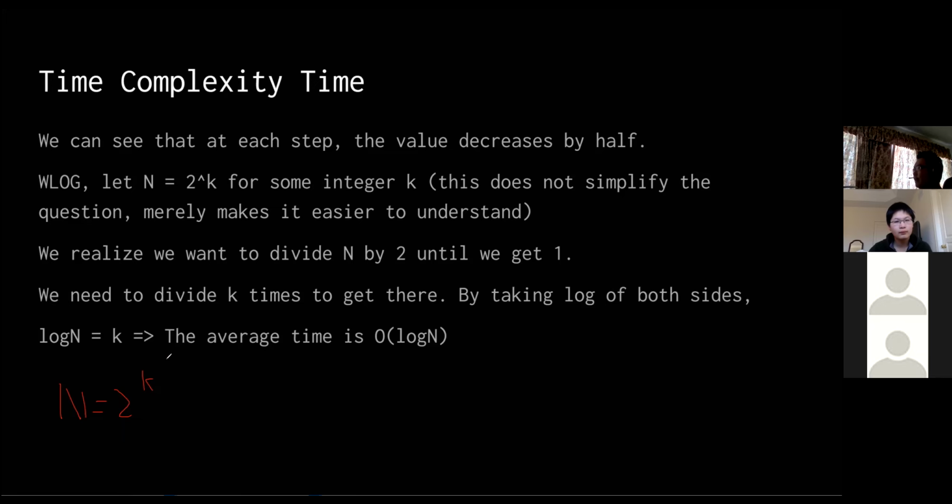Well, what is k? Because we don't know what k is. We only know that n equals 2 to the power of k. So we need to find k. What do we do? Well, we take something called a logarithm. All you need to do is that the logarithm moves this k down. So what this means is that you take the log of n on the left side, and the right side becomes k, or 2 to the k becomes log of 2 to the k.